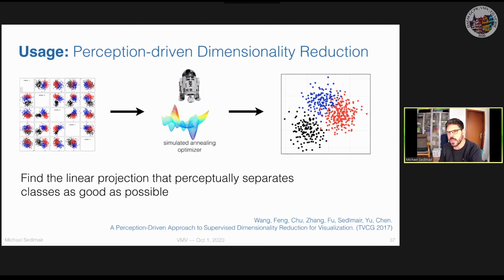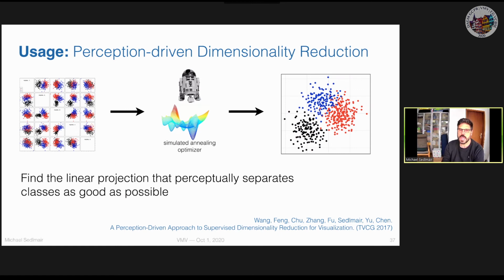But there's many other cool things that we can do with metrics like that. And a lot of our work, specifically with Yunhai Wang in China that we have done in the last 3 years, was about using these metrics as an optimization criteria in visualization problems. So for instance, here we can create new dimensionality reduction methods. So we use these metrics and the ones that we created from the human perception as an optimization criteria in a linear dimensionality reduction framework.